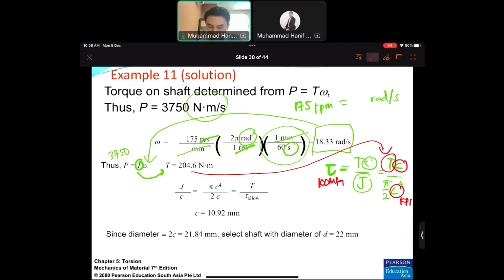Okay, because of the allowable stress. The allowable 100 megapascal only allows a diameter of 21.84. So let's say you choose 21, it means that we are not following the allowable stress. Maybe the stress will be higher and then the system will fail. Okay, so this is the important thing that you need to know.